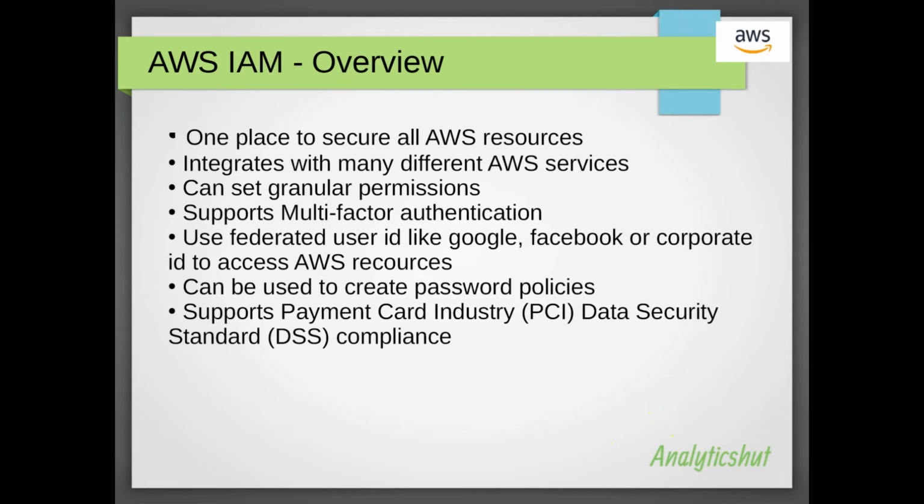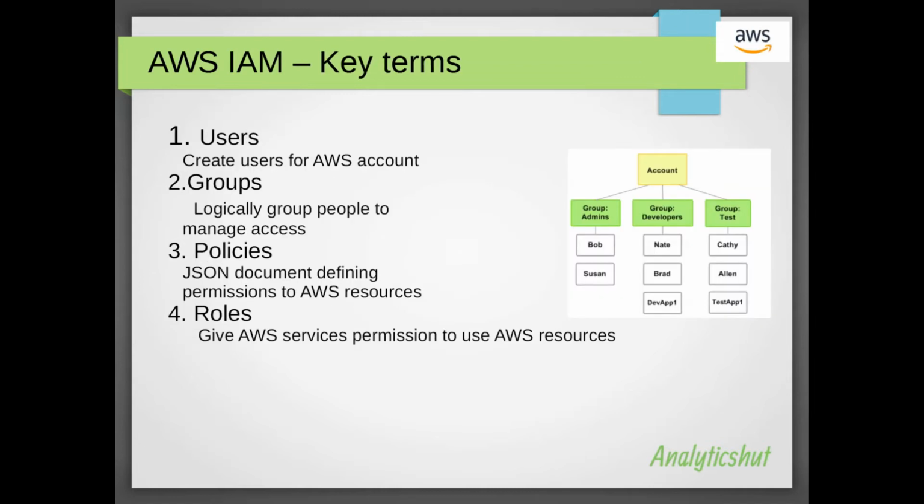Now that we have got an overview of AWS IAM, let us take a look at the 4 key terms of AWS IAM. Those are users, groups, policies and roles. Users, you can consider them as individuals who want to use your AWS account. You should always create a different user for each individual. You should never share your user ID and password with different individuals for security.